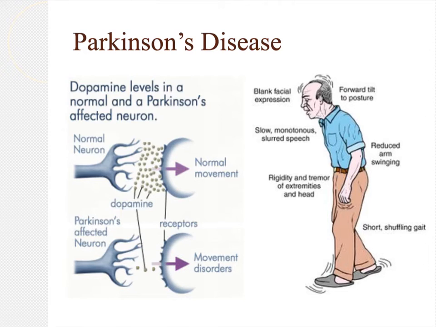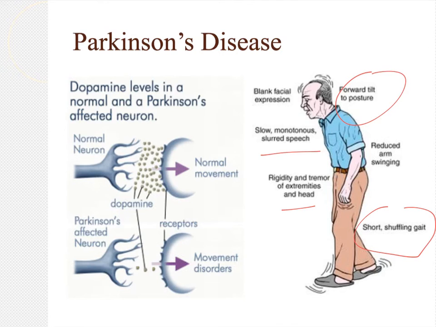Muscle rigidity that resists passive muscle stretching. Difficulty walking. They have, as depicted here in this picture, a short shuffling gait. And they lean a little bit forward, this forward tilt to the posture. Also, again, the rigidity and the tremors.